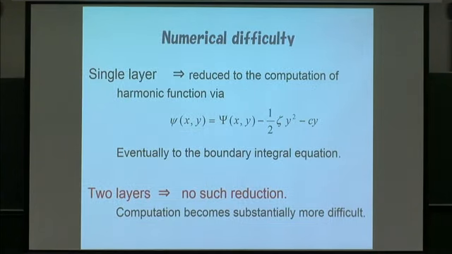As for numerical difficulty, in the case of a single layer, it can be reduced to the computation of a harmonic function via this form and eventually to the boundary integral equation. But in the case of two layers, there is no such reduction, and computation becomes substantially more difficult.